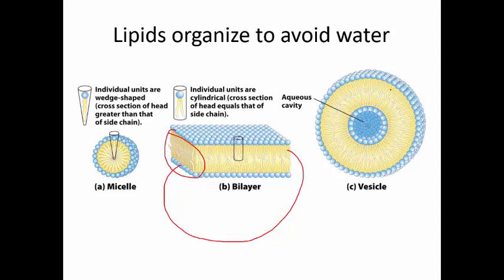Okay, so a vesicle is often what we say if it's a very small one, but really a cell is just a giant vesicle, right, with a very large aqueous cavity on the inside. And again, all of this is formed from non-covalent interactions to simply avoid water.